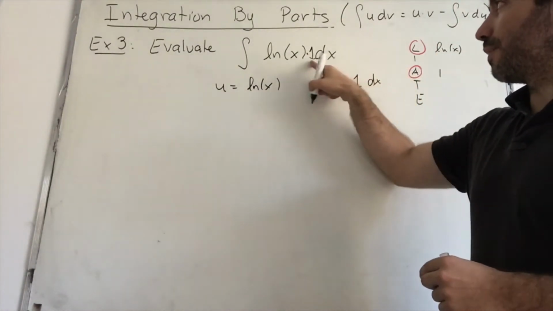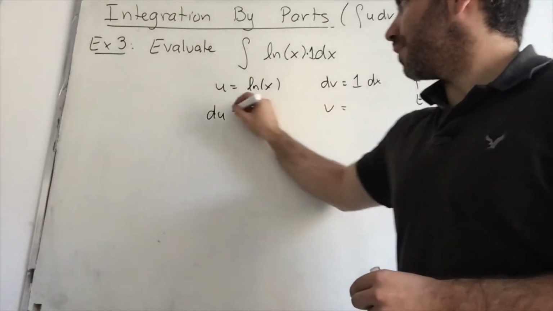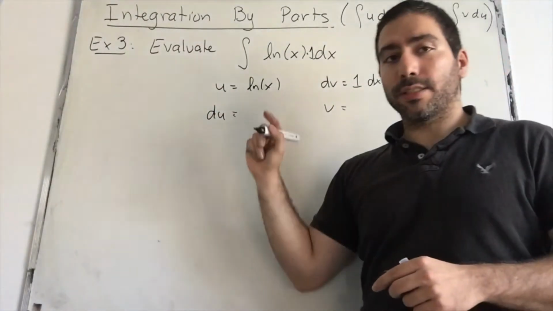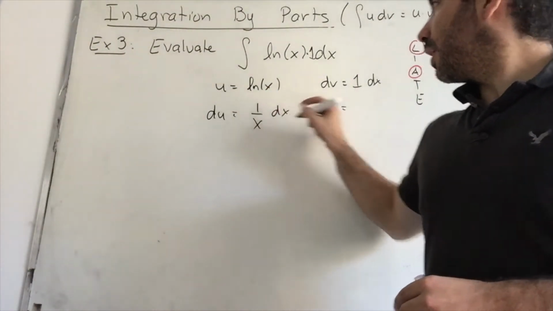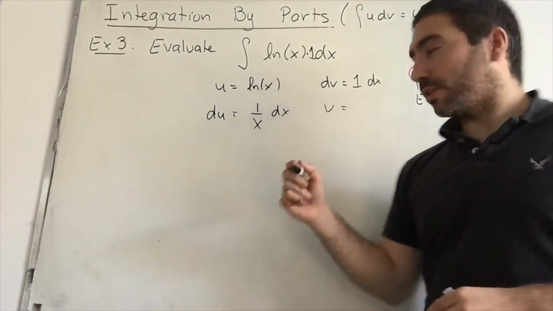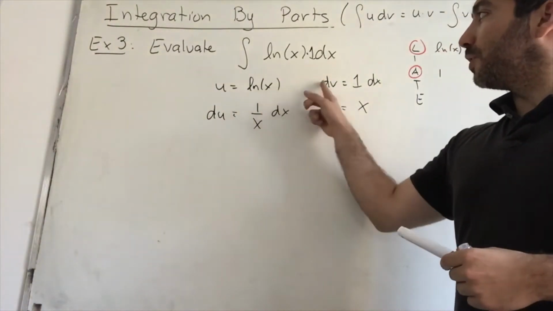We write whatever's left over, and we have to go ahead and find our du, and we have to go ahead and find our v. The derivative of ln of x is 1 over x dx, and the integral of 1 is simply just x. Okay, using the power rule.